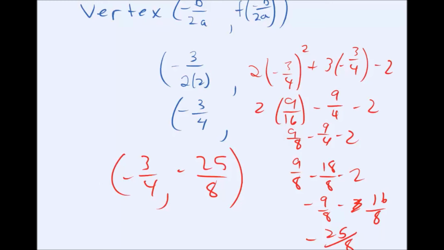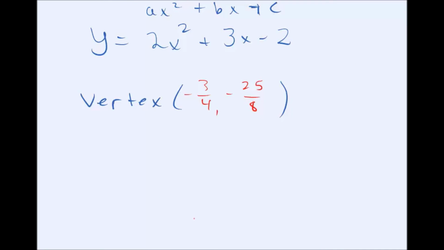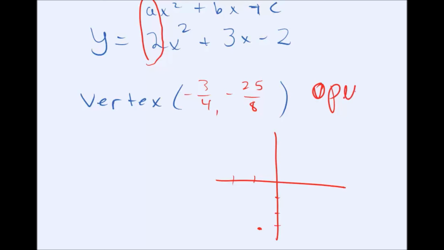That's the vertex. There are another two things that the vertex, or this graph, can tell you. The first thing is the axis of symmetry. If you're picturing this on a graph, it has its vertex at negative 3/4, negative 25 over 8, which is about down here. And then we can look at the a term to decide if this thing's going to open up or open down. If it's positive, it's going to open up. If it's negative, it's going to open down. So this graph is going to open up because this a term is positive.